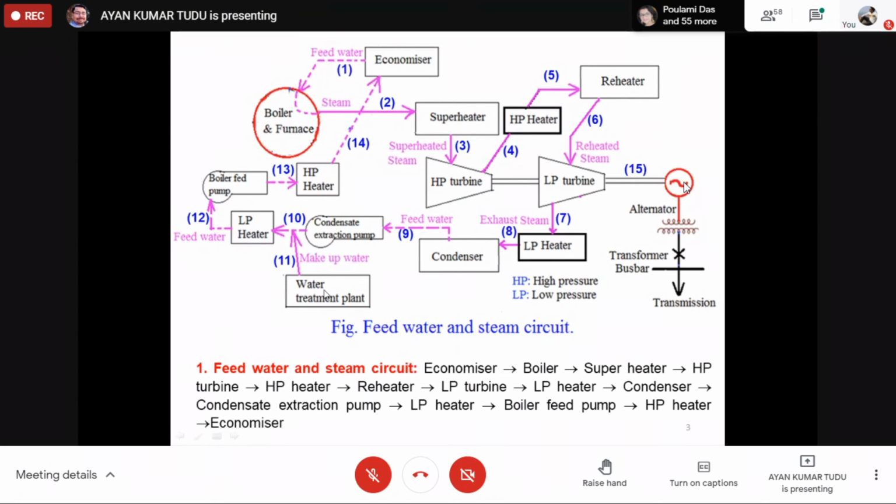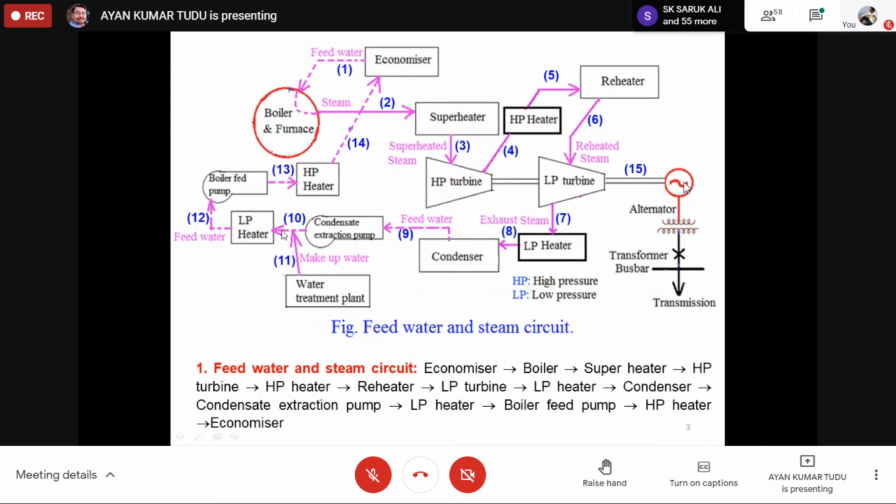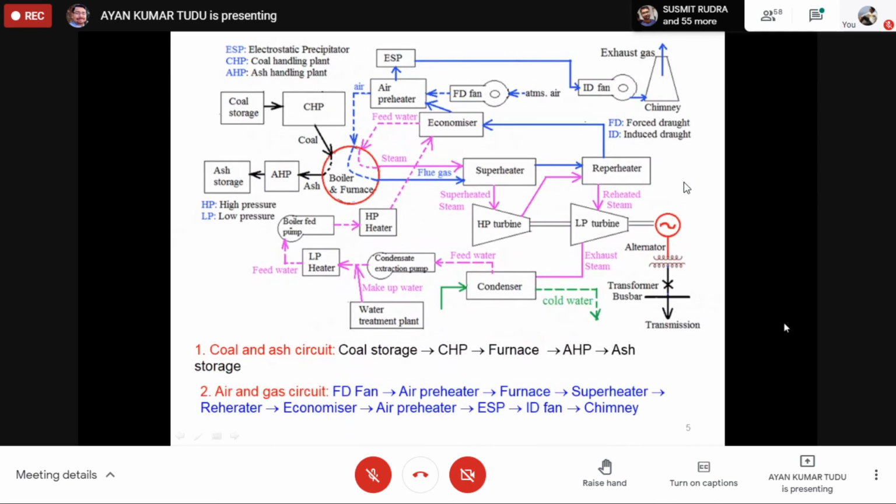Okay, so next in line is our, as you can see, this is our water treatment plant. It is taking the raw water, converting the raw water to our pure water, and that is being fed to our LP heater, or the low pressure heater. So this is the typical picture of the overall circuit, what is happening in a typical steam power plant.